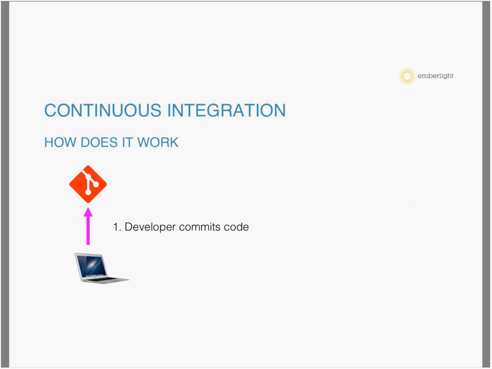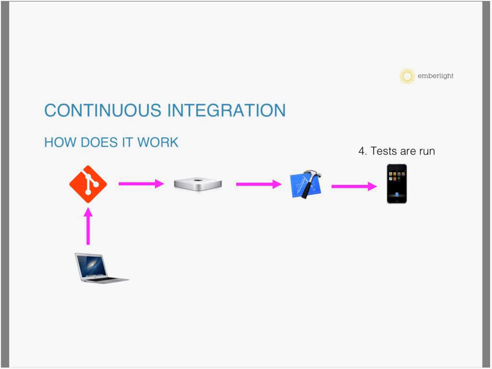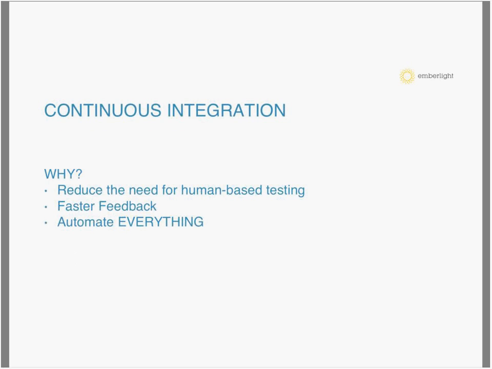Generally, you have some sort of developer who's committing code, and there's a CI server that will pick up the code changes and then recompile them. And then tests are run, typically on either a simulator or emulator or a device, and then this gets deployed.